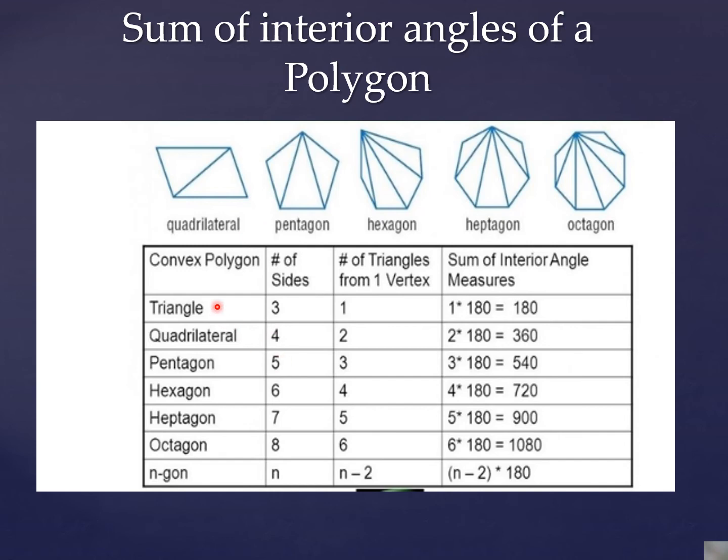Like if you see a triangle, it has three sides and one triangle only, so 180 degrees. Now when we are talking about a quadrilateral, it was shown to you in the previous slide also. Here also you can see it has two triangles, so 2 into 180, 360. Then when we are talking about a pentagon, it is divided into three triangles. And how many sides does it have? 5. So 3 into 180 degrees. Then a hexagon, it has 6 sides and it is divided into 4 triangles.